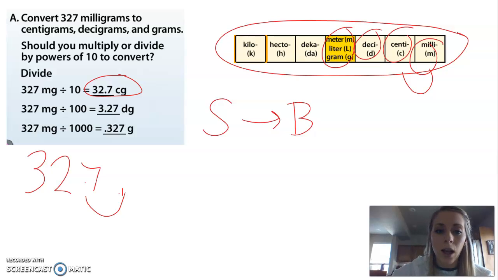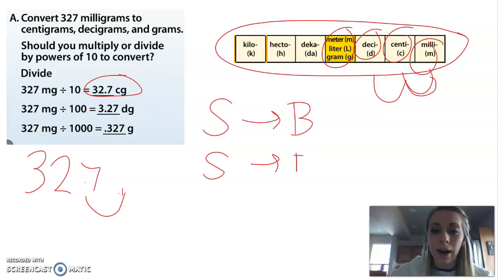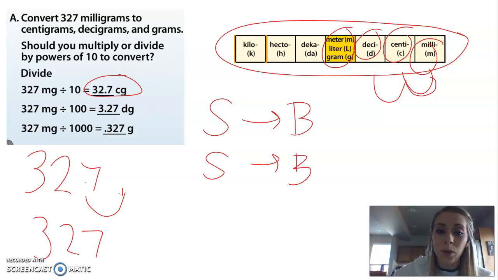The next one, again, we're going from milligrams to decigrams this time. So I point to milligrams, I go 1, 2 loops there, okay? Again, we're going smaller to bigger. So I have 327. I'm doing 2 loops this time to the left. Loop, loop, 3.27 is what they got there.